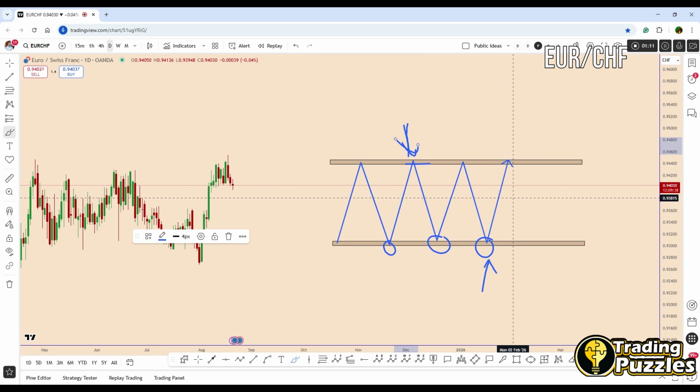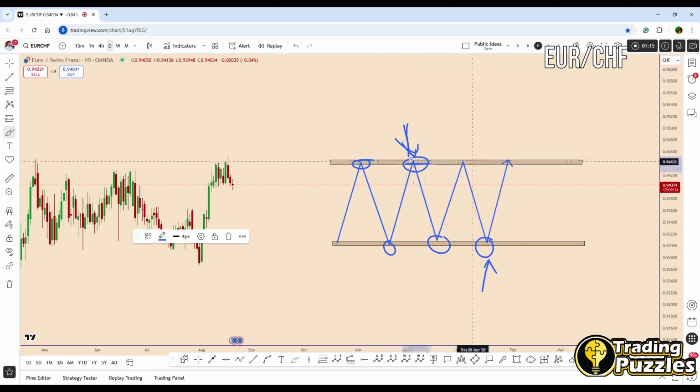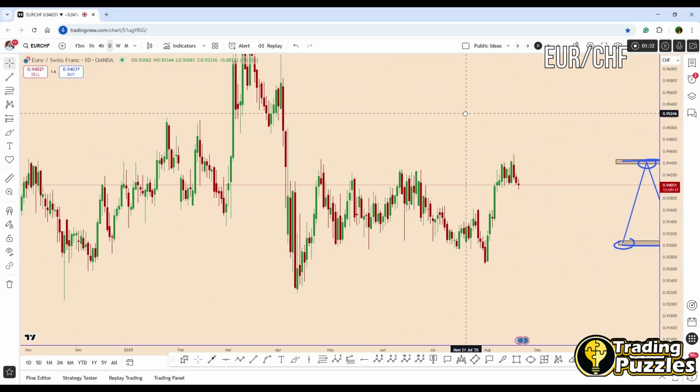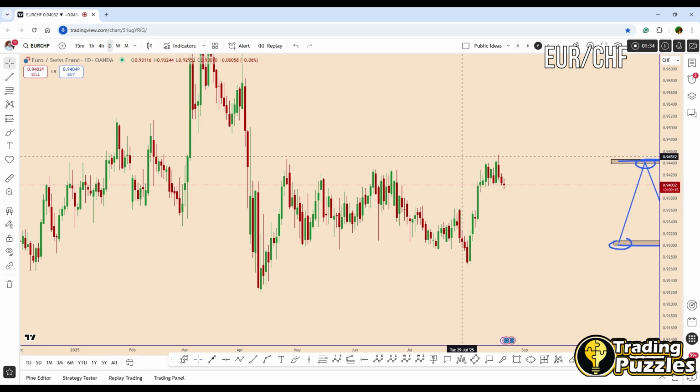Another characteristic is that the more touches we have on the resistance zone and on the support zone, the higher the chances that our strategy can work. It doesn't have to be perfect in this way, because this is a textbook example, but we are going to look at this in a real-time example. This is the Euro Chief analysis that I'm going to share with you today.